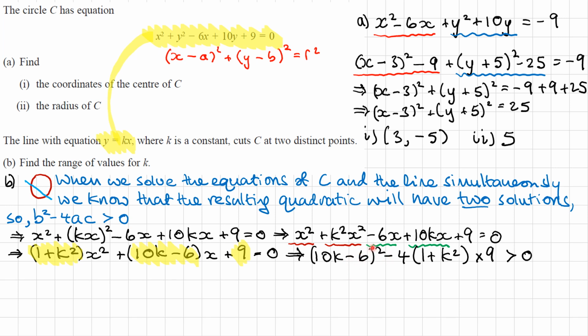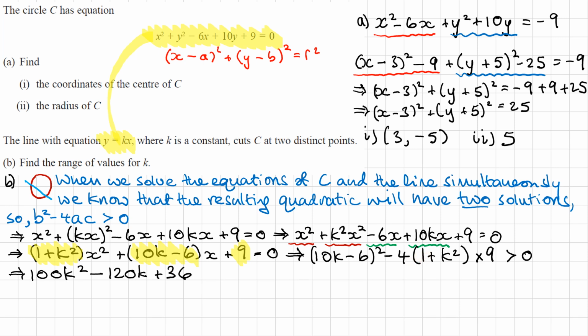Let's now expand the brackets and simplify where we can. First of all, if we expand those brackets, we should be able to do it in our heads. So 10k times 10k is 100k squared. Then I'm going to get minus 60k, then minus 60k again, so I'll get minus 120k. That's from expanding the first bracket, and then the plus 36, minus 6 times minus 6.